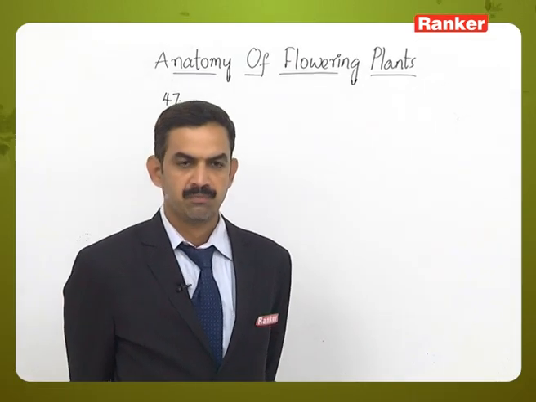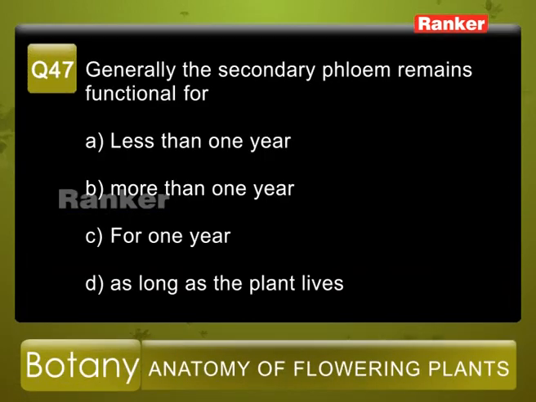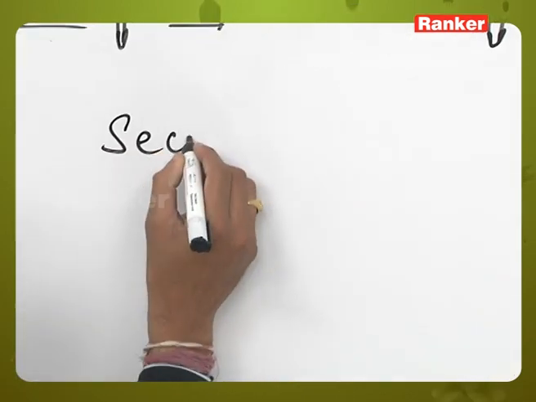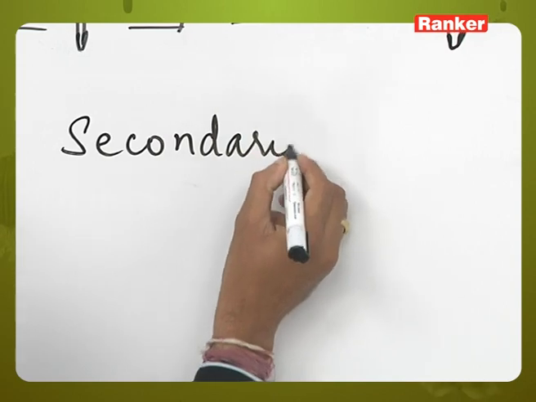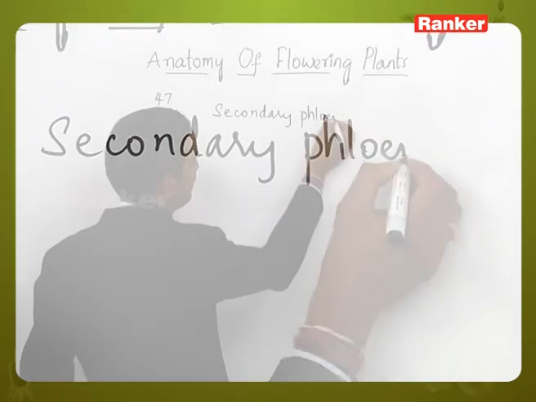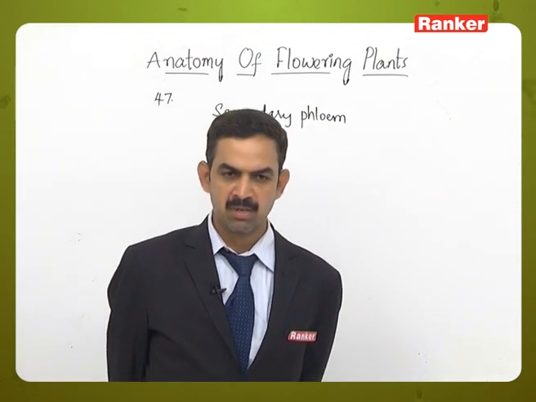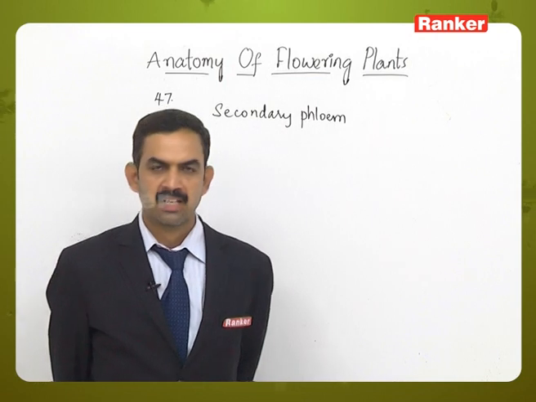Question number 47. Generally, the secondary phloem remains functional for. The given options are A, less than 1 year, B, more than 1 year, C, for 1 year, and D, as long as the plant lives. So here secondary phloem is formed as a result of secondary growth. It is formed on the outer side of the vascular cambium.